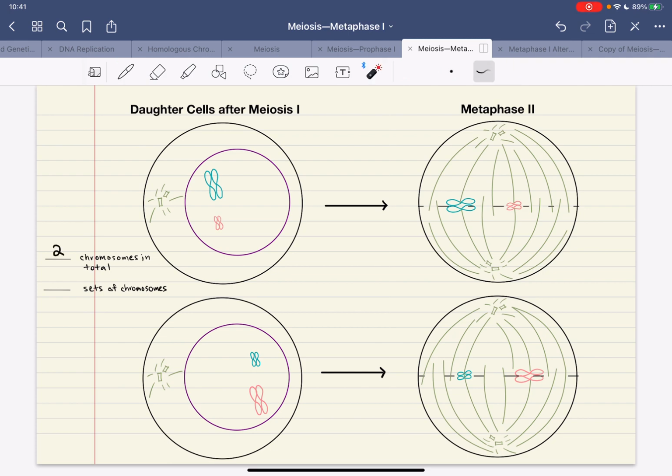How many sets does each cell have? Well, just one set. So if you're to look at chromosome number 1, the big one, now they only have 1 copy of it. They got the version from the dad. If you were to look at the little chromosome, chromosome number 2, they only have 1 copy of it. Happens to be from the mom. So there's only 1 set of chromosomes. And we have a name for it. Since it has 1 set, it is a haploid cell.